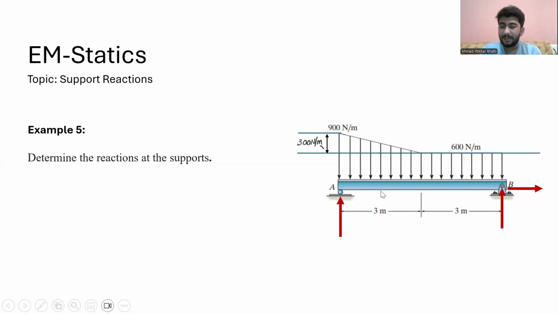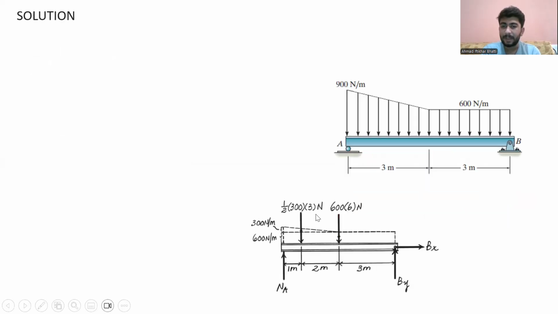And you see, this rectangular load distribution acts at the center of the rod, while the triangular load distribution acts 1 meter away from point A in the right direction. So this is the free body diagram, so you get a clear picture about the load distribution. This is the rectangular load distribution and this is the triangular load distribution.